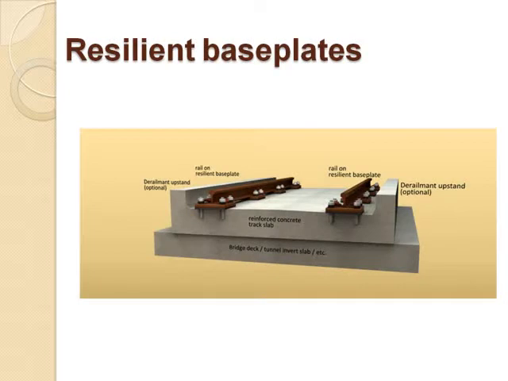Resilient base plates is that the rail is attached to a concrete slab by means of a base plate containing a resilient pad. Direct fixing to the base plate has been used throughout the world as a system to reduce dead weight. Within the base plate are a rail pad and a resilient pad to provide elasticity.